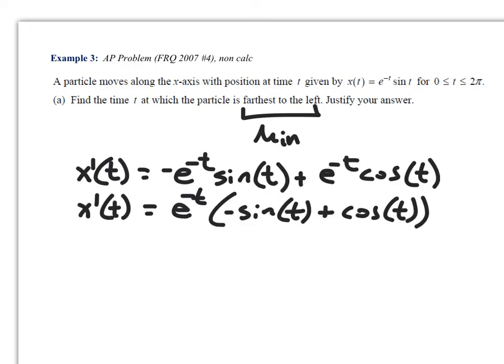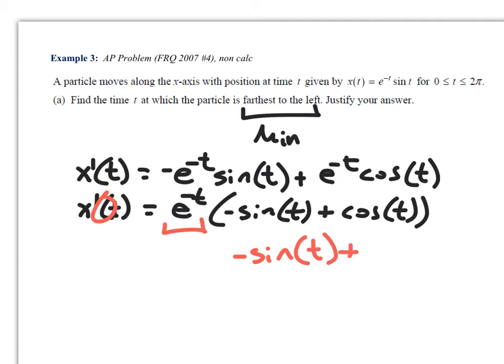Okay, so first off, what I'd recognize from the wording is that farthest to the left with particle motion would mean an absolute minimum. So I take my position function, I take its derivative, which using the product rule gives me the following. And we want to know when this thing equals 0, right? This right here will never equal 0, but this will equal 0, right?